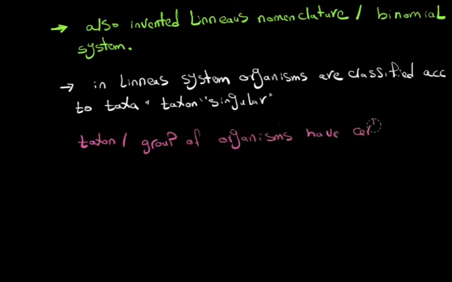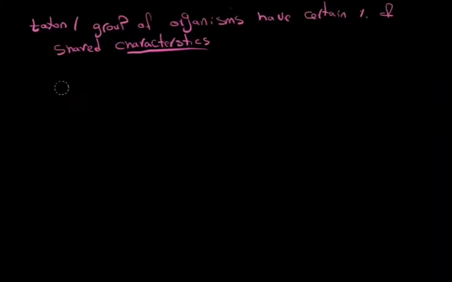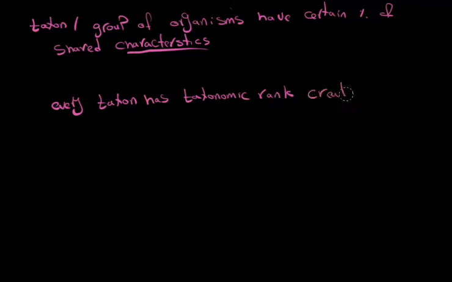A taxon is a group of related organisms. A taxon is any unit used in taxonomy. A taxon is any group of related organisms in the classification system. A taxon is a group of organisms that have a certain percent of shared characteristics. It's not a defined percent, it's a certain percent.